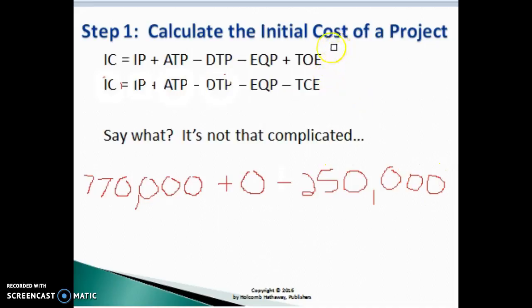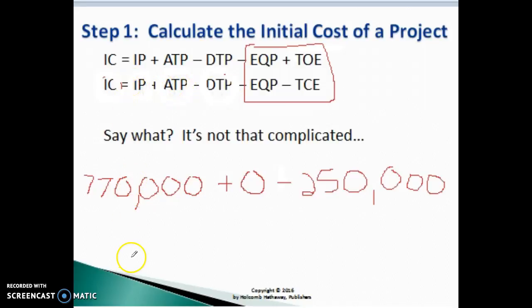And then the last two things are the sale of equipment, and then any either taxes paid or tax credits that we get from selling that equipment. And you know what? We're not even going to worry about that because that's complicated. So you can see it's pretty simple.